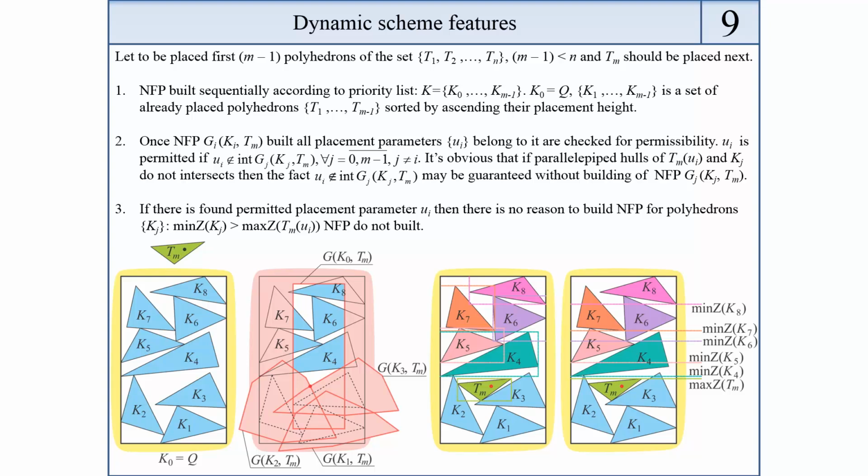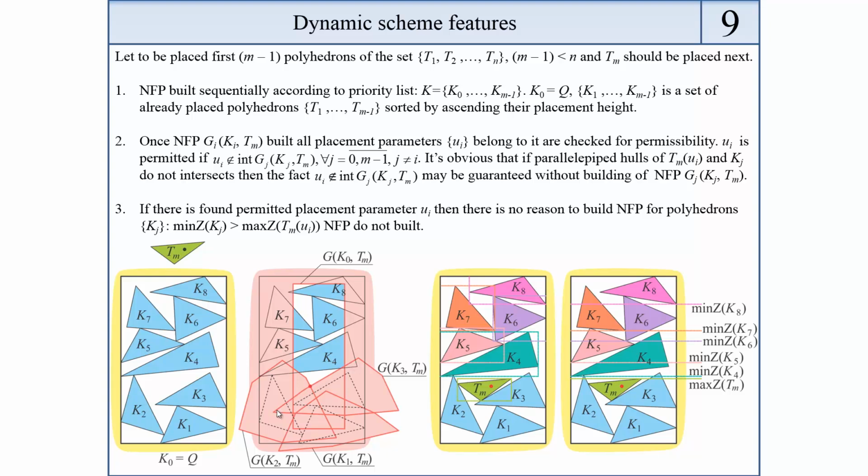Here are the dynamic scheme features on an example. Let the first m-1 polyhedrons of the set T be placed, and Tm should be placed next. The first feature is that NFPs are built sequentially according to priority list K. The first object in this list is the packing area, and the others are already packed polyhedrons sorted by ascending placing height.